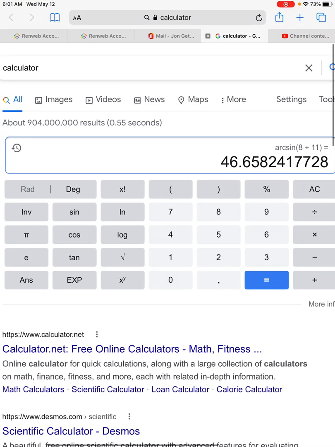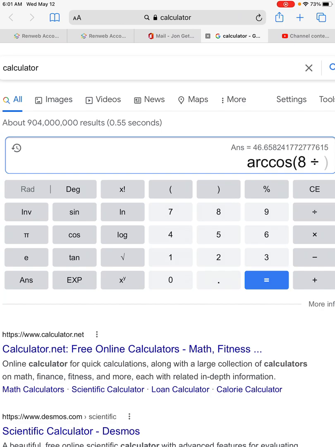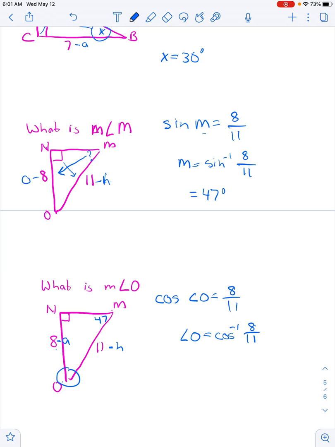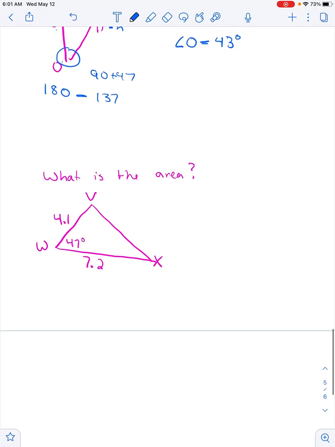So we go ahead and do that. Inverse cosine of 8 divided by 11, and we get 43 degrees. Just to point out, that's 43 degrees. You could also have done the triangle sum. So if you know this is 47 degrees, and that's 90, you could go 90 plus 47, which is 137, and then go 180 minus the 137, and you get the same thing. Okay.